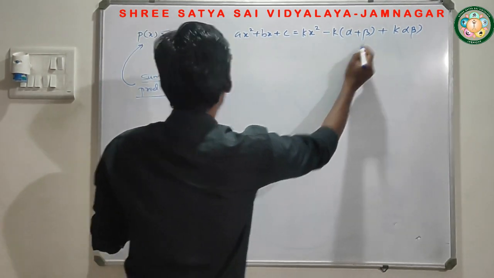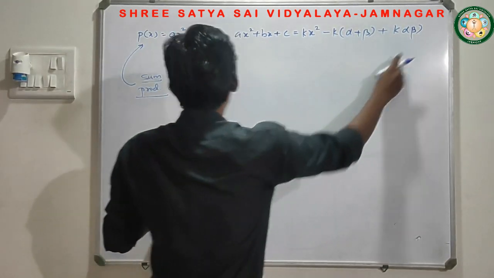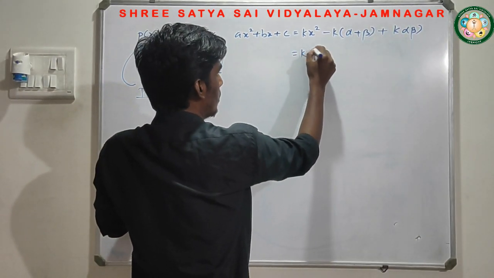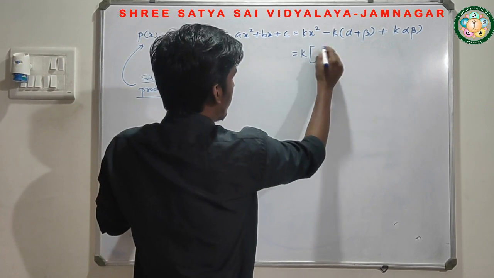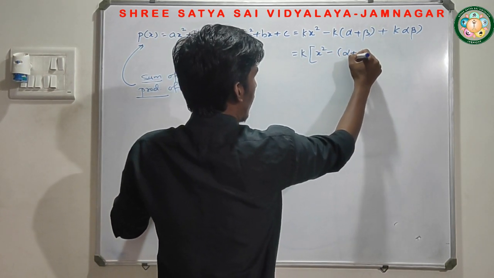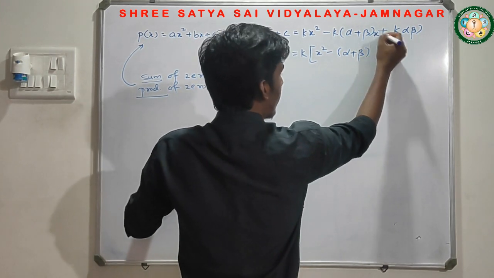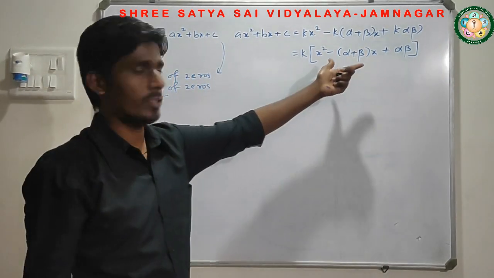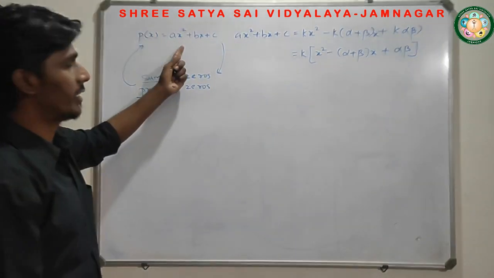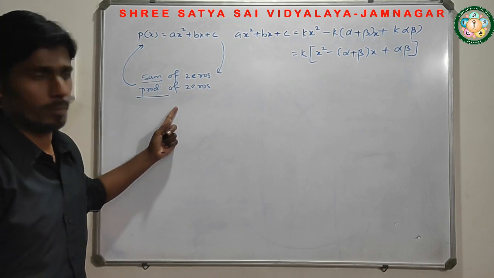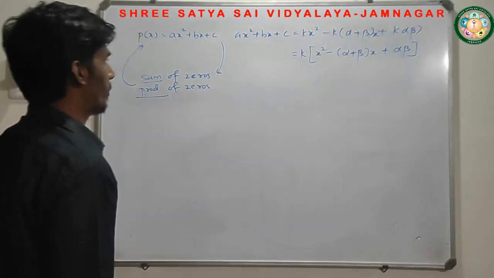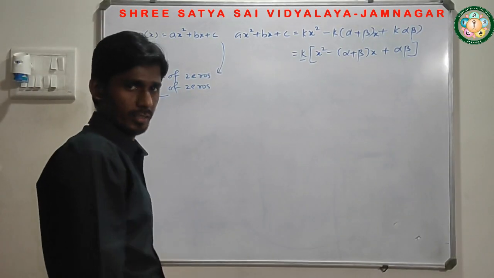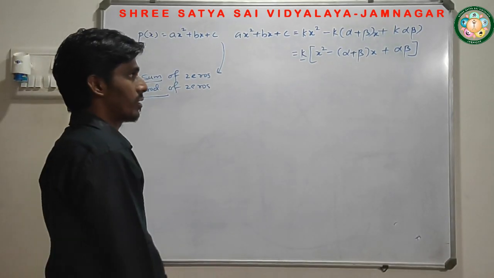Here alpha plus beta means sum of zeros, and alpha into beta means product of zeros. K is common, so inside it will remain x square minus alpha plus beta times x, plus alpha into beta. By using this formula, it is possible to find a quadratic polynomial from sum of zeros and product of zeros. Let's discuss two examples for this one. Here k stands for constant. It might be any number or a common constant number.